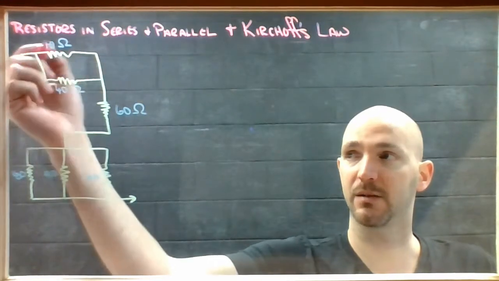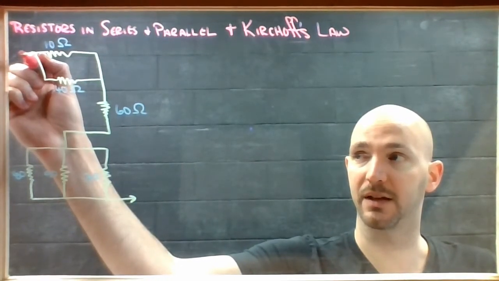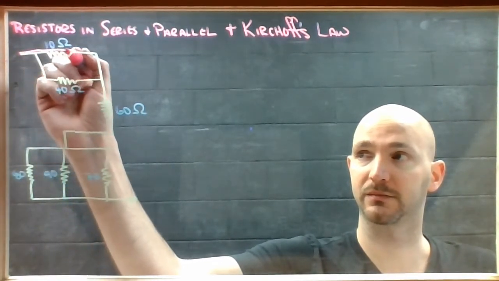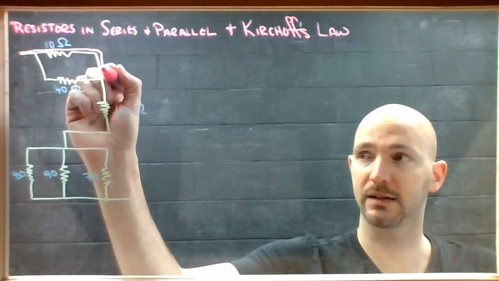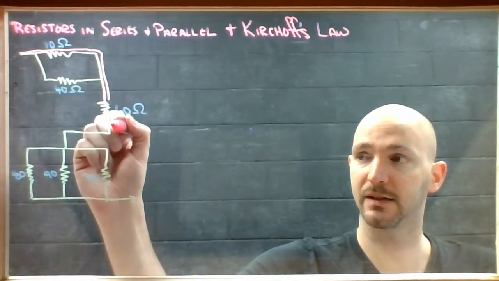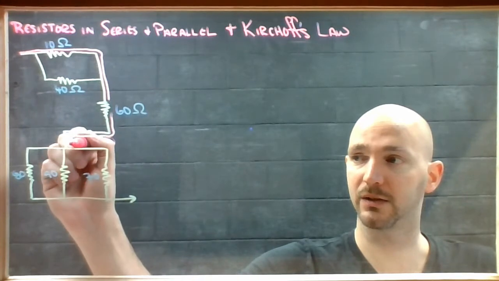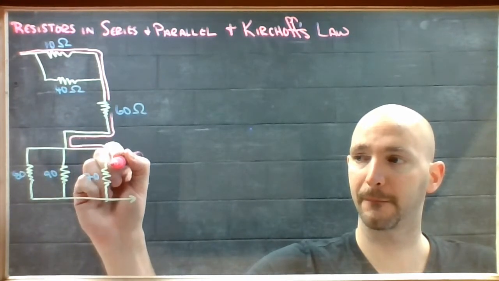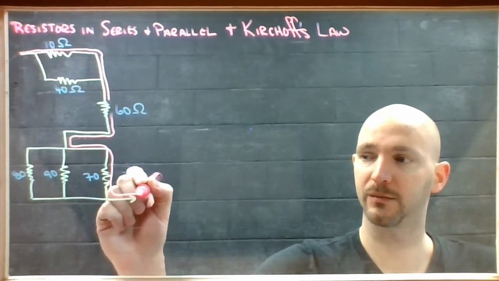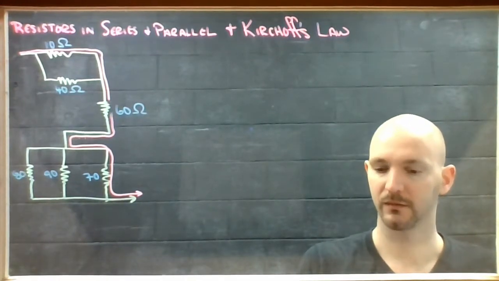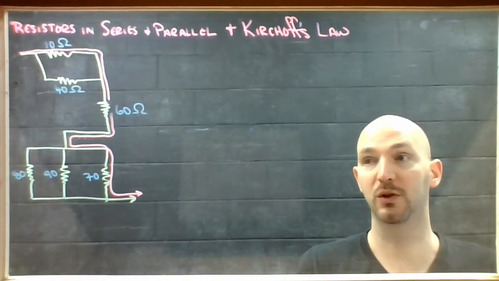So if I start a pink path, I'm going to start drawing the pink path here. I'm going to go through that, and I'm going to go down through this, and then I'm going to do this, and then out. Alright, I'm going to draw a blue path.